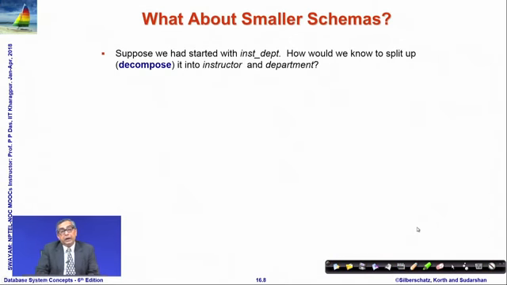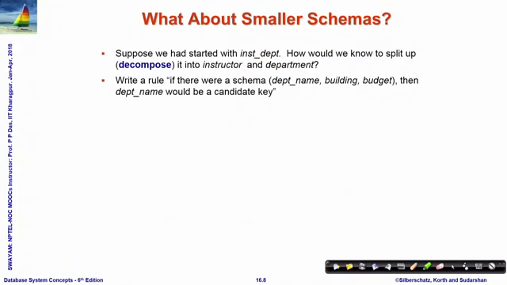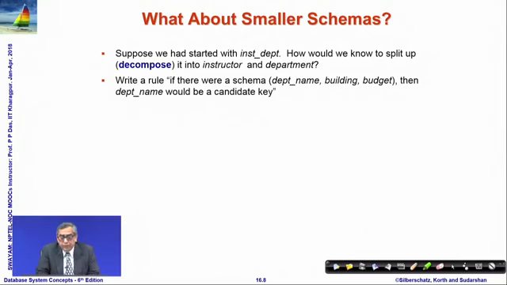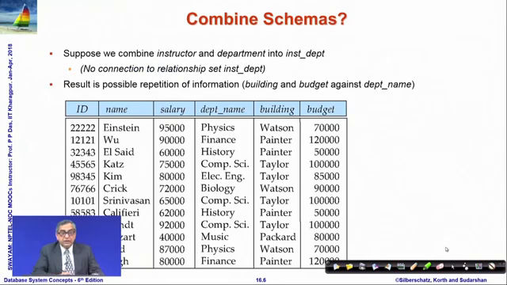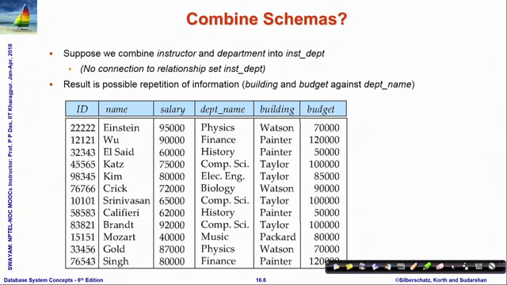So, if we want to look at the other side, as I said, if we make the schema smaller so that we avoid redundancy, then from the combined inst dept relation that we saw, let me just show you once more. So, if we look at the inst dept, we know from the earlier information about the department relation that department name is a primary key of the relation which has department name, building and budget.